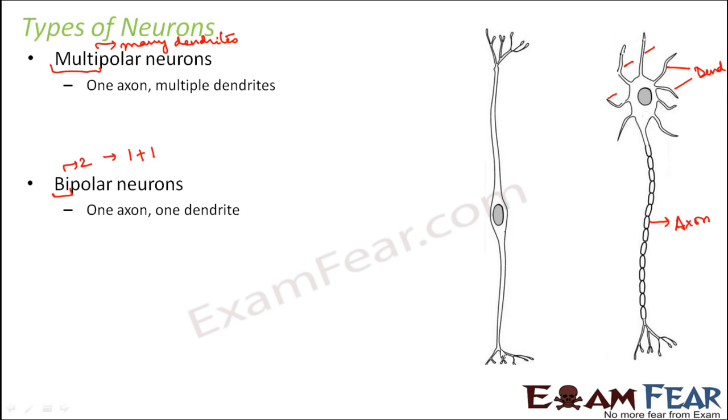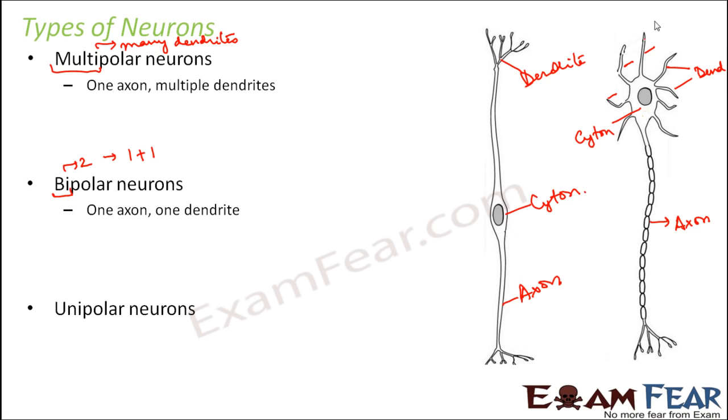So this is your axon on one side, and this is your dendrite on the other side. In this case, this is your cell body or cyton. So from the cell body, on one side you have the dendrite, on the other side you have the axon. So this is just one dendrite. Now see, each branch can then have more branches.